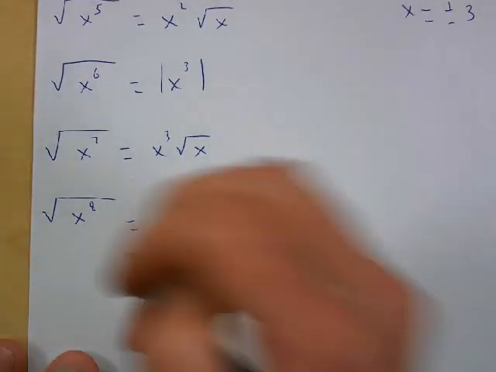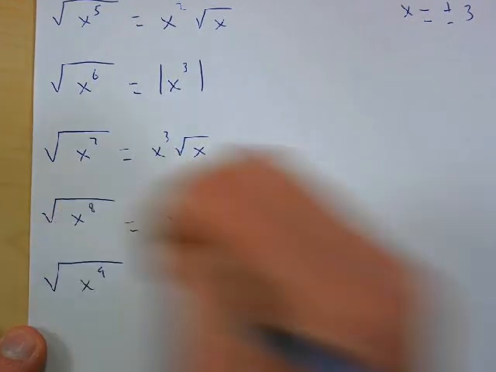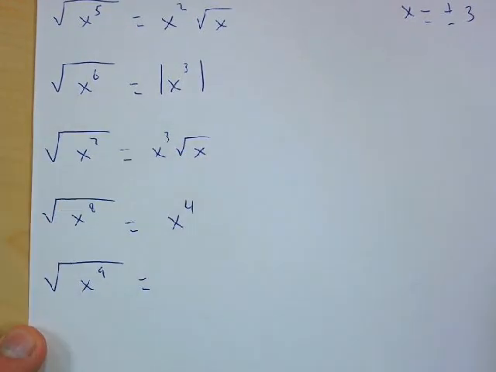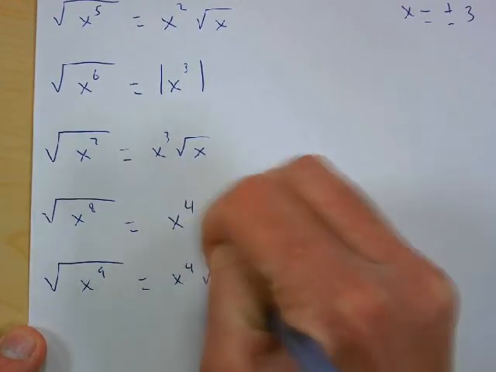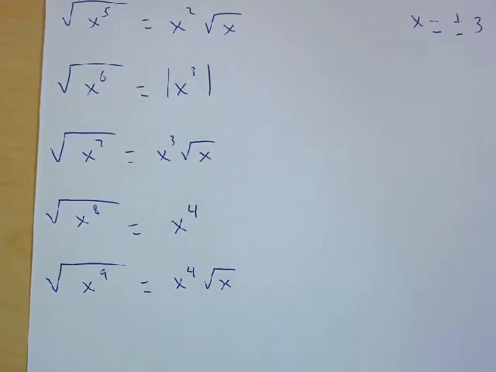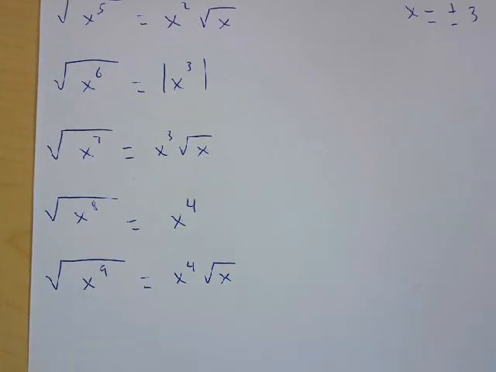Hopefully you're figuring out the pattern here. How about the square root of x to the 9th power? Okay, if I have 9 x's, I can make 4 groups of 2, so I get x to the 4th with 1 left over. Okay, do I need any absolute value bars here? No, why not? Well, can x be a negative number? No, because then I'd be taking the square root of a negative. Okay, well then we have to assume x is positive, which means that's positive and it's all good.